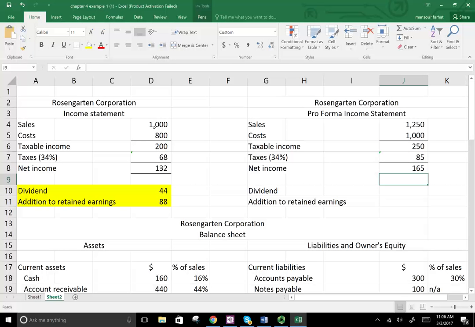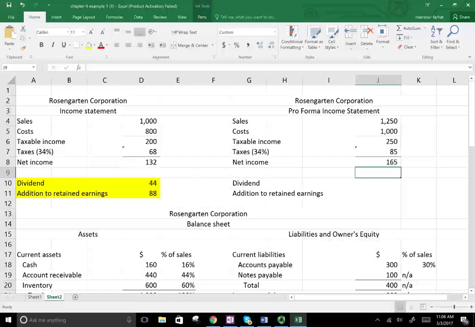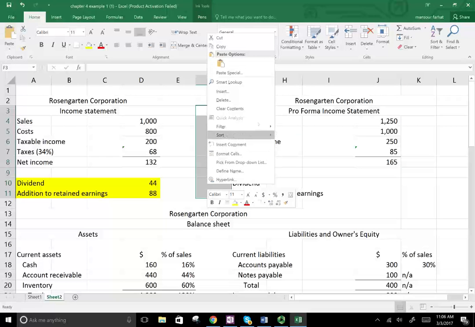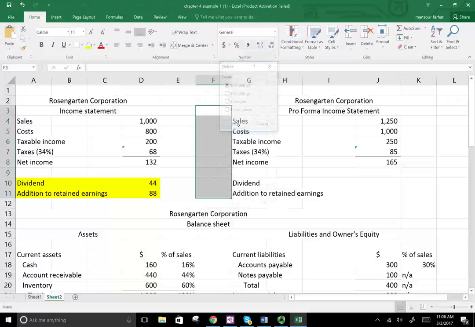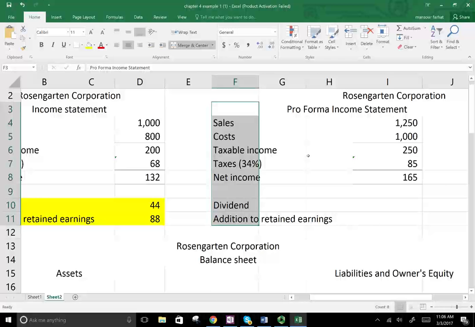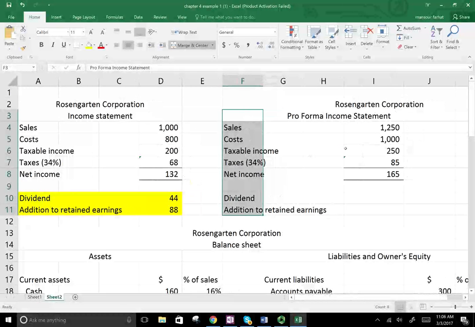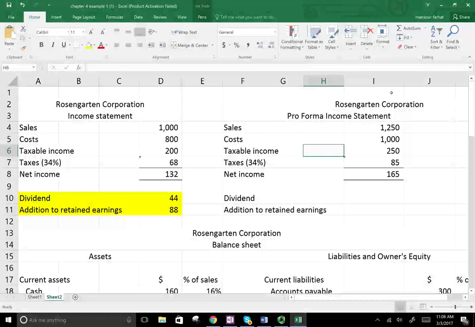Excellent. Now we just prepared our pro forma income statement. Let me see if I can eliminate this column. This way things would look a little better. Maybe I could increase the size a little bit, showing both of them side by side. Let me see, maybe this is better. Yeah, it messed up the format up there, but it's okay.